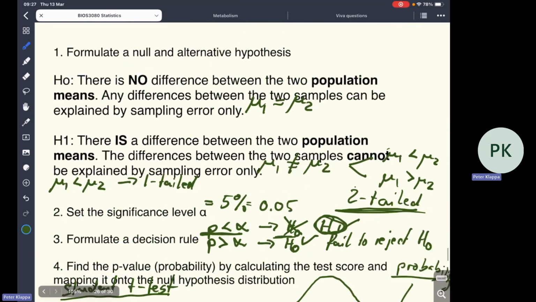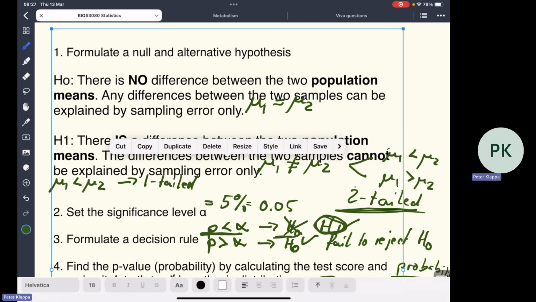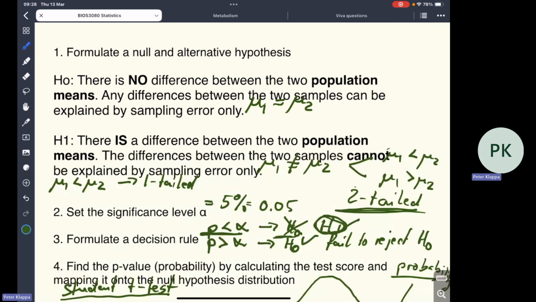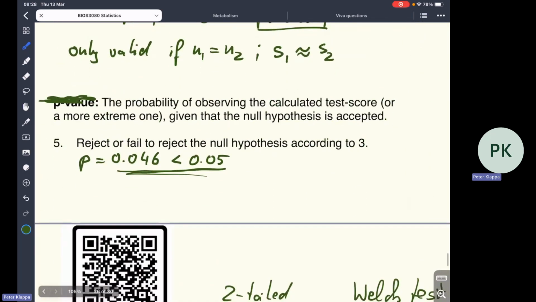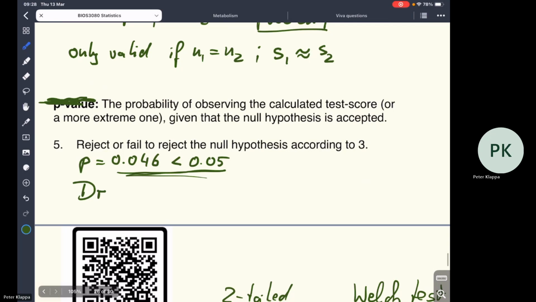What was the alternative hypothesis? We said there is a difference between the two populations. We can't explain this difference by just simply sampling error. Yeah. So our conclusion is: drug works. Hey, cool. Important.